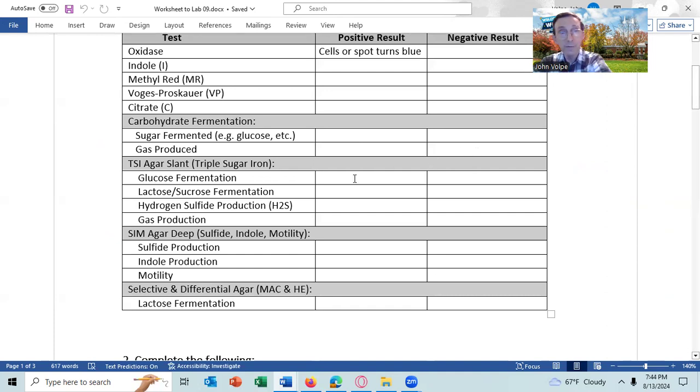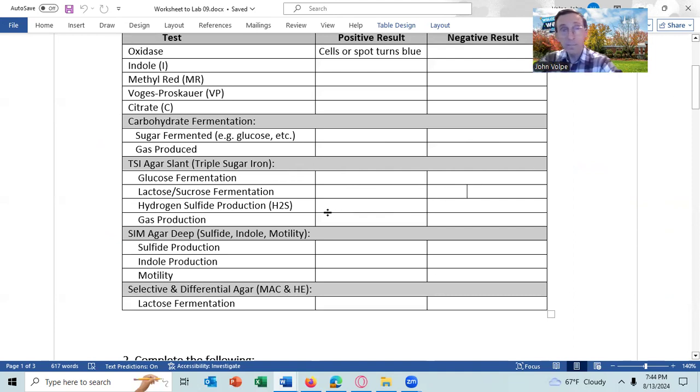And then moving on to the triple sugar iron test, tell me what the two will look like if only glucose is fermented and then if glucose is not fermented. And then tell me what the two will look like if lactose and sucrose are fermented and the negative result if lactose and sucrose are not fermented.